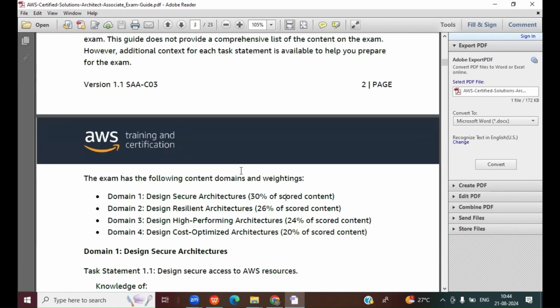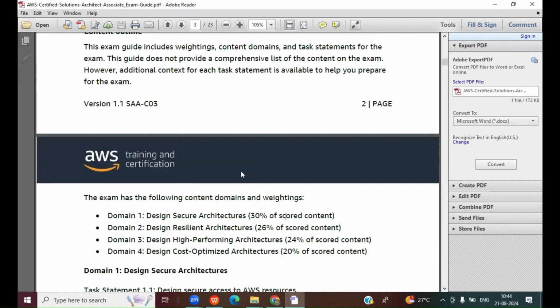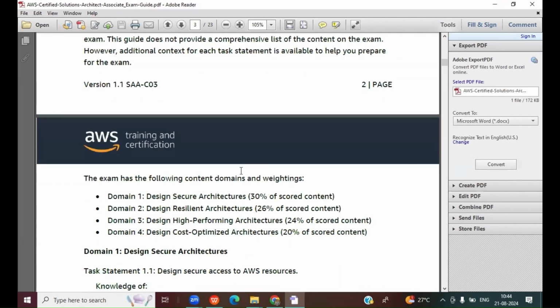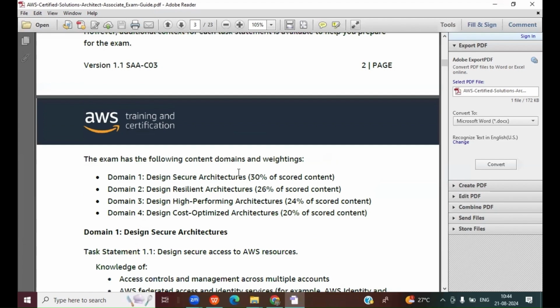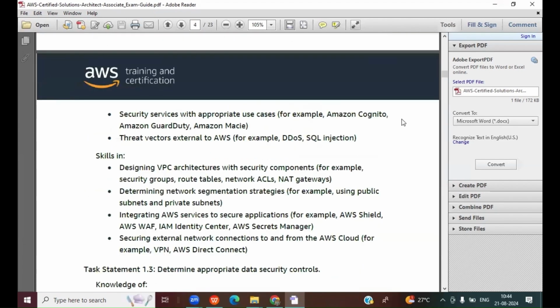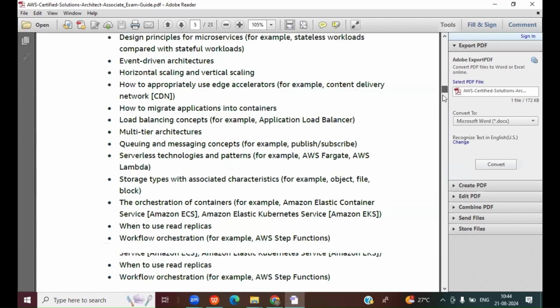Okay, fine. So now we will quickly go through the four major domains from which we can expect questions on the examination. You can see here, these are the four primary domains. Let me see if there is a table on this document.